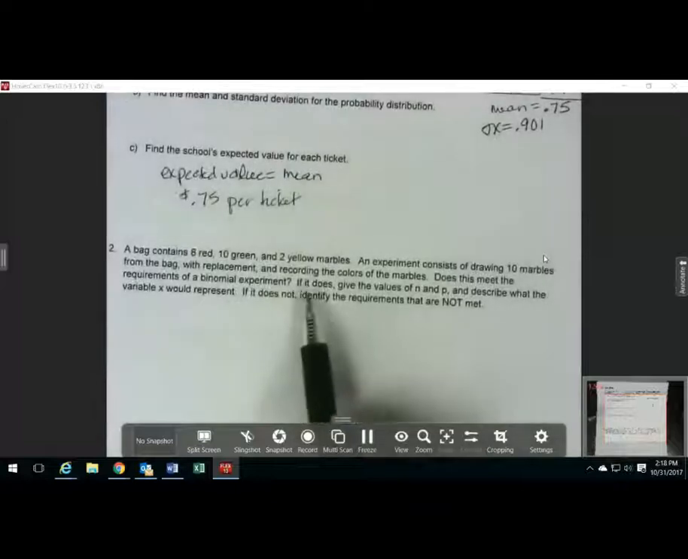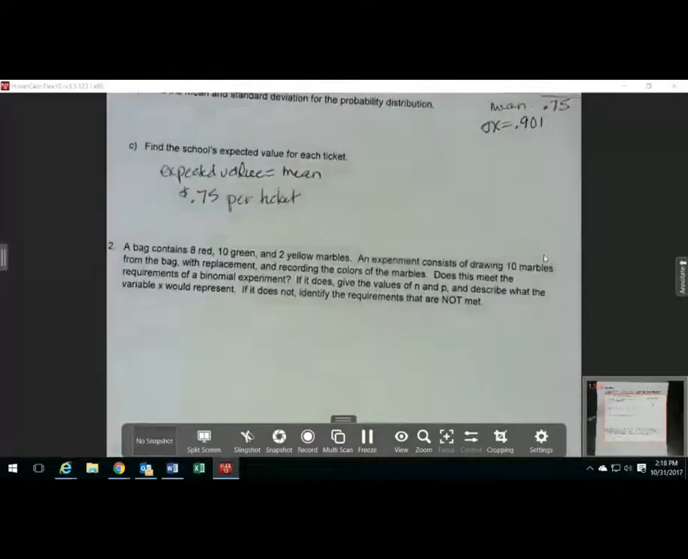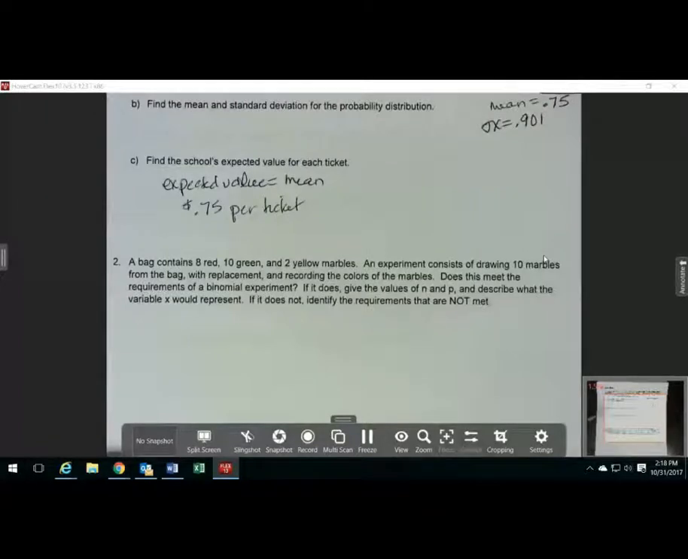This one is talking about a binomial experiment. You have to figure out whether it meets all the requirements for a binomial experiment or not. The things that you want to look for are whether it's with or without replacement, whether there are only 2 outcomes or more than 2 outcomes, and whether there are a fixed number of trials.